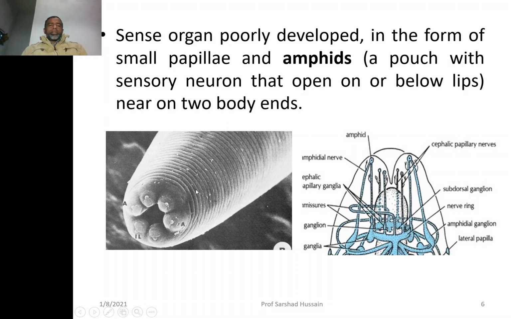Now, sensory organs are present in the form of papillae. You can say the raised portions on the body called papillae, and amphids also. Amphids are basically a pouch with sensory neurons that opens on or below the lip. You can see over here that A means amphid. So this is an opening, a pouch-like opening. So it is also sensory in function. Whether they are papillae or amphids, they are supplied with the nerves coming from the circumenteric ring. So they are sensory in function.